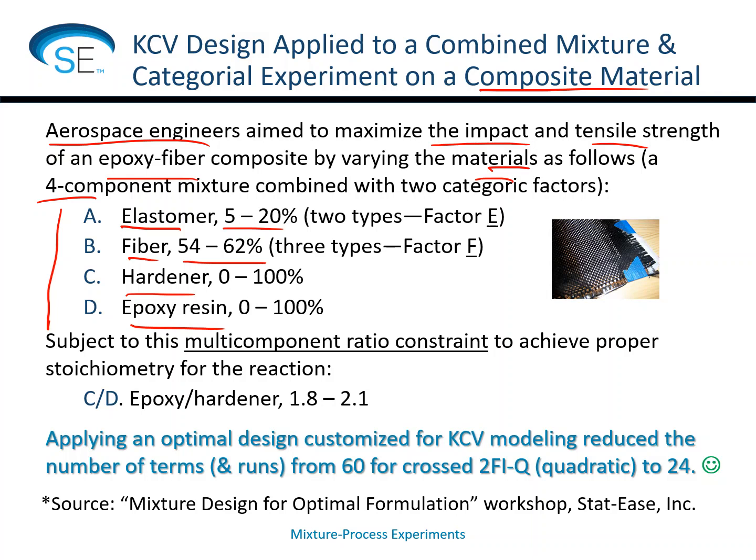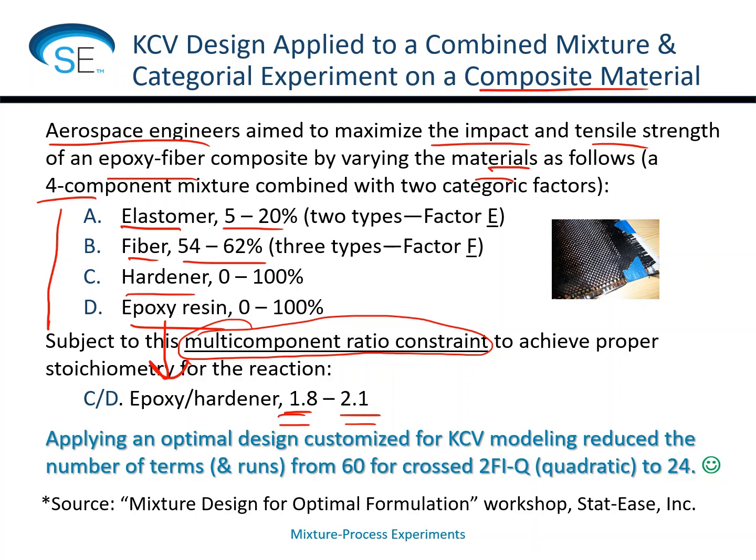But it turns out that there is a constraint, which is actually a ratio constraint on the epoxy to hardener, that has to be kept between 1.8 to 2.1 on the stoichiometry. This is entered in very easily with the software that's dedicated to this purpose. With what's called a multilinear or multi-component ratio constraint, you can literally enter in that C to D has to be between 1.8 and 2.1, and after that it'll never go outside of those ranges.